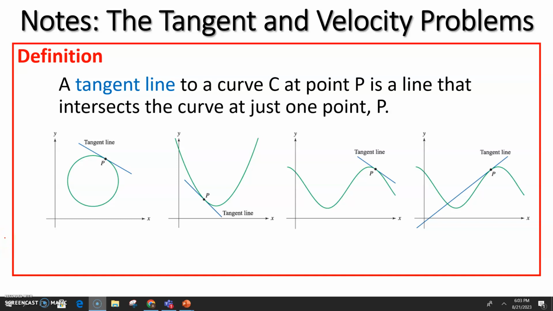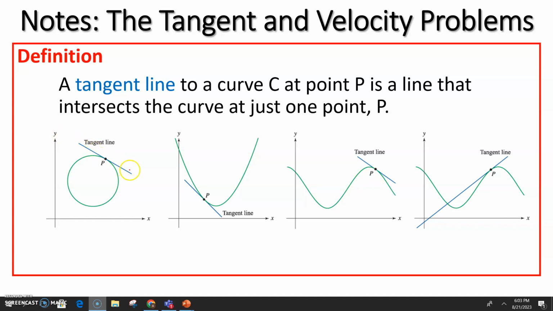All right, so the focus of today's lesson was the tangent problem. Like on Friday, we defined a tangent line to a curve C at a point P as a line that intersects the curve at just one point. If you take a look at the images shown, these are all examples of tangent lines.